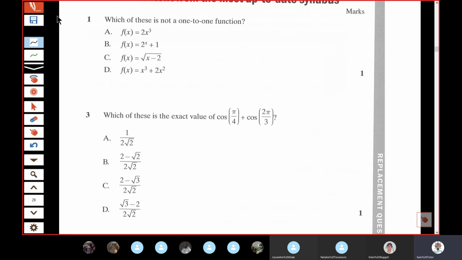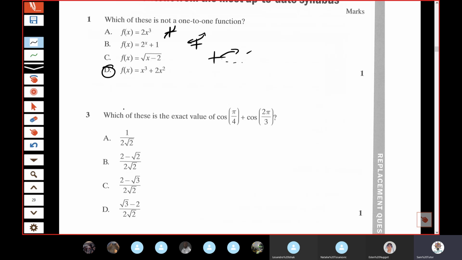One-to-one: one x value is only allowed for one y value. So obviously the cubic is one x value for one y value. The exponential shifted up is still one x value for one y value. Square root x minus 2 just looks like this, a square root, so a sideways parabola. So that is one-to-one.